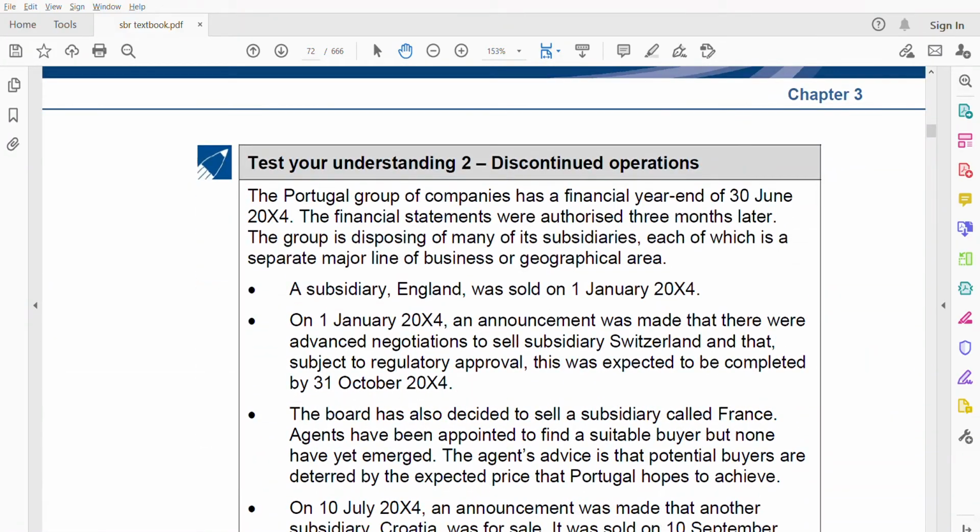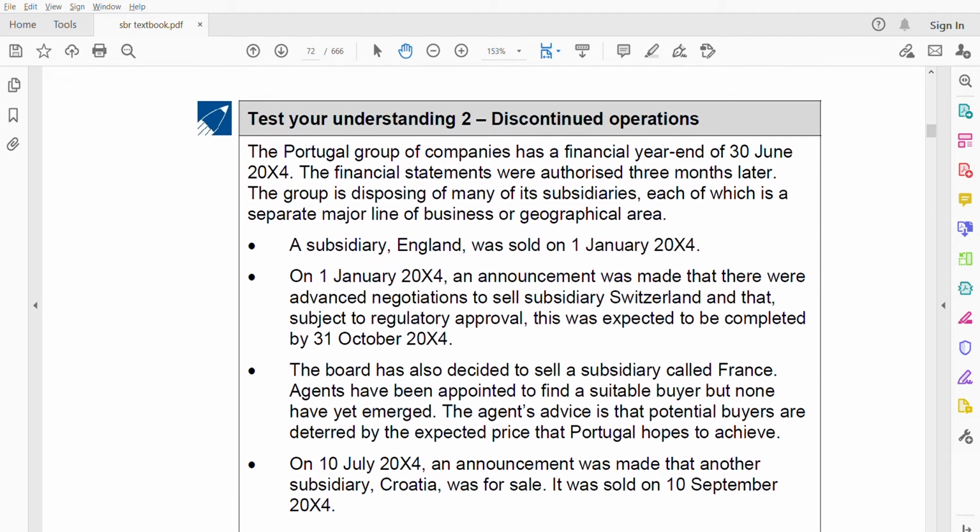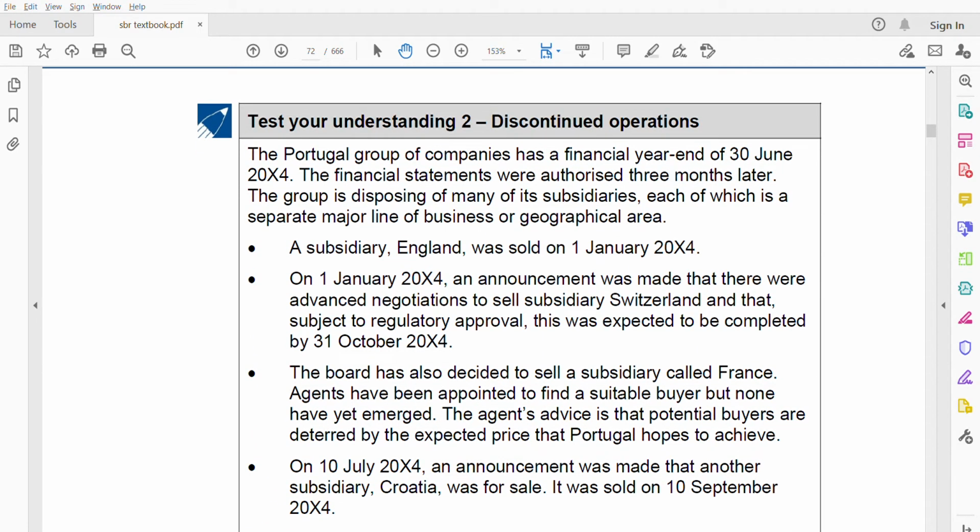I would say rather take a picture of it, so I should not come back over and over again to the question when I'm discussing the answer. So please take a screenshot of this for the time being till I go to the answer. They are saying this is a group of companies with a financial year end, and the financial statements are authorized 3 months later, and they are disposing of many of its subsidiaries, each of which is a separate major line of business or a geographical area.